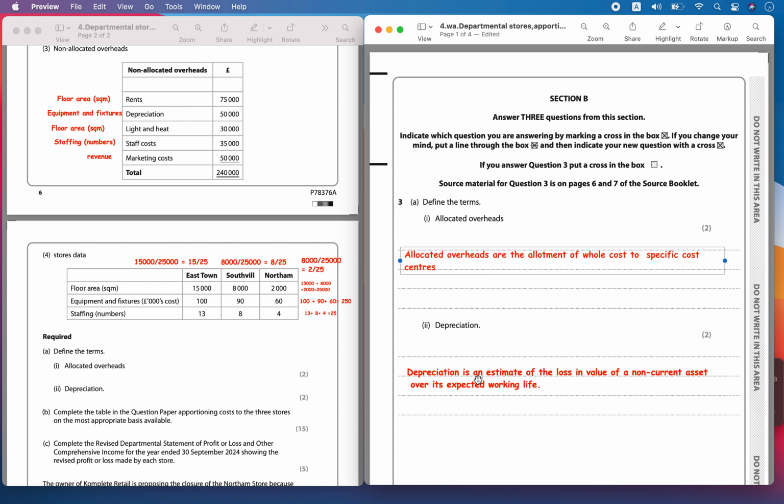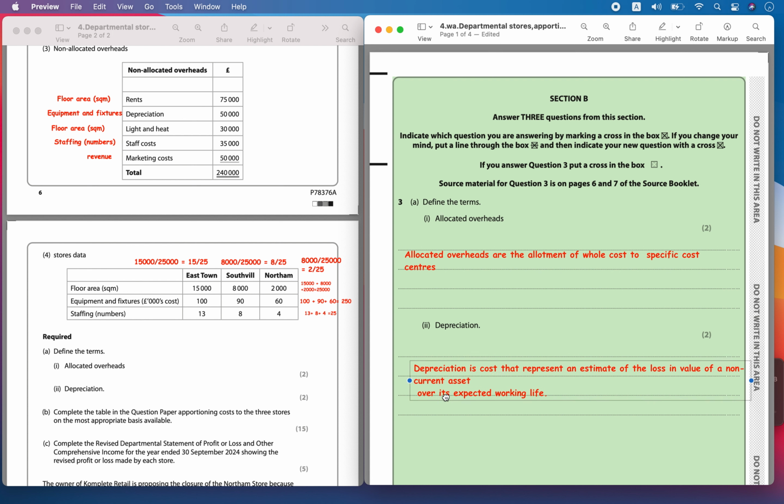And then depreciation is also a cost. It's an expense. It's an estimate of the loss in the value of a non-current asset over its expected working life. You can write: it is a cost that represents an estimate of the loss in the value of the asset. Why am I recording this? You are writing the reason, because it will lose its value over an expected period of usage, over its lifetime.